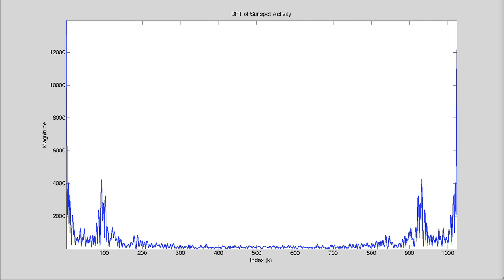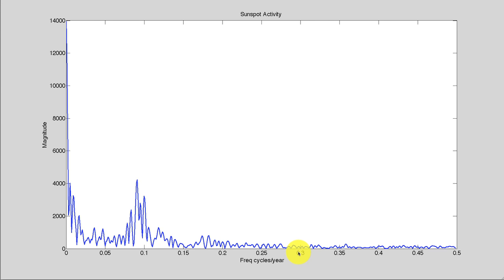And then we see that there's this cluster here at DFT index around 100, and we can replot this using frequency as the axis, which I've done here, and our units now are in cycles per year. You see that there's a peak at around 0.09 cycles per year. And then there are various other peaks in here, but this is the dominant region, in this vicinity of 0.1 cycles per year.